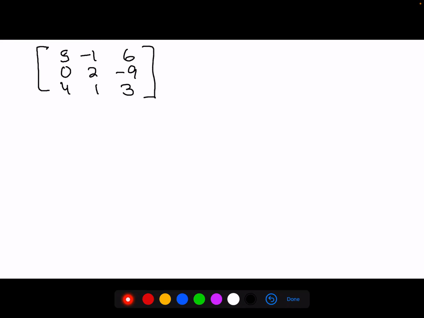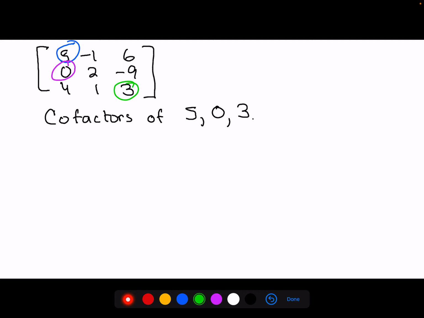Okay, let's look at an actual example again. Let's revisit our matrix with the 5, -1, 6, 0, 2, -9, 4, 1, 3. And let's find the cofactors of 5, 0, and 3. So we're looking at the elements 5, then 0, and then 3 to do our cofactors.